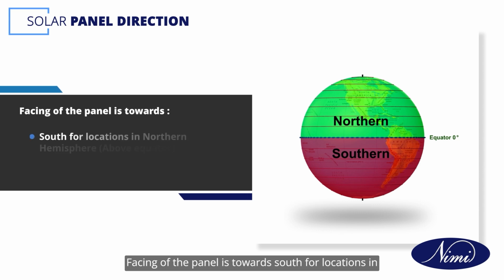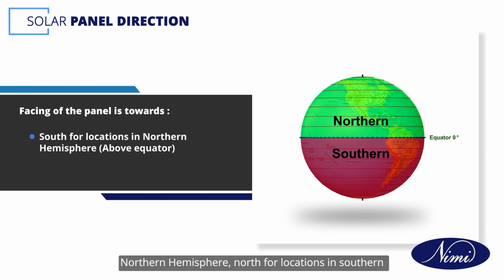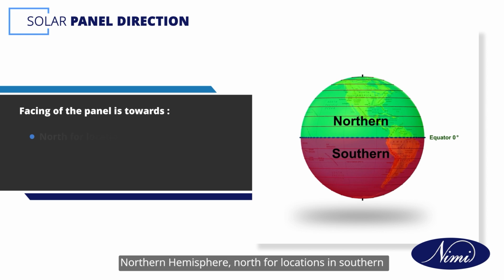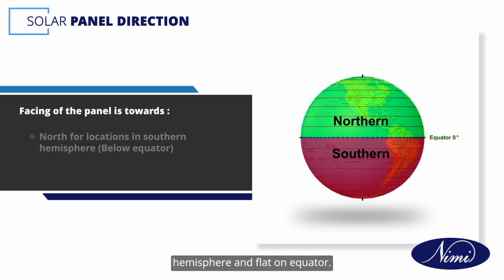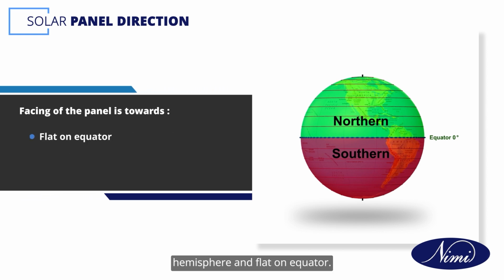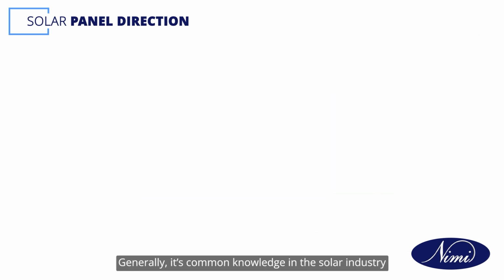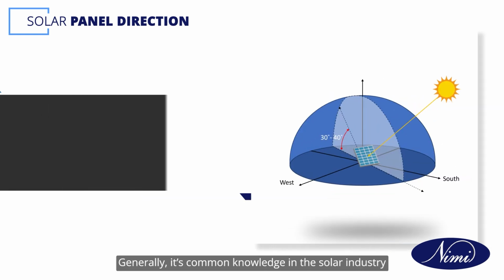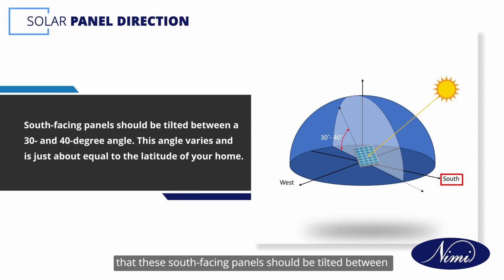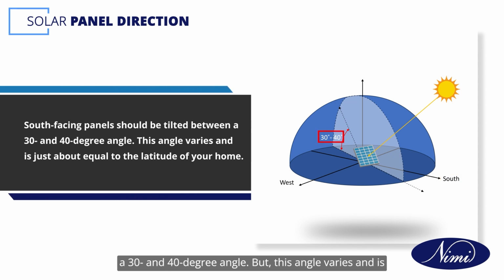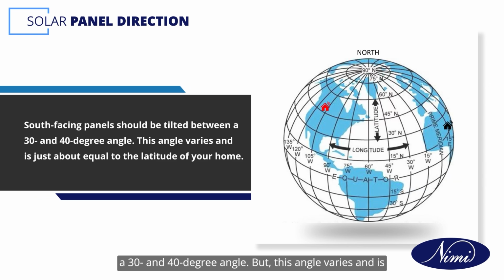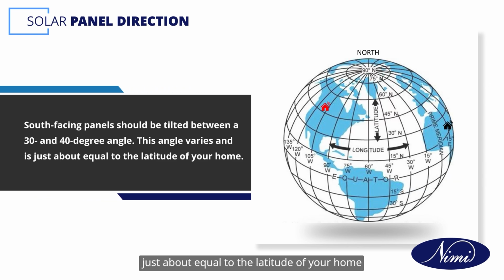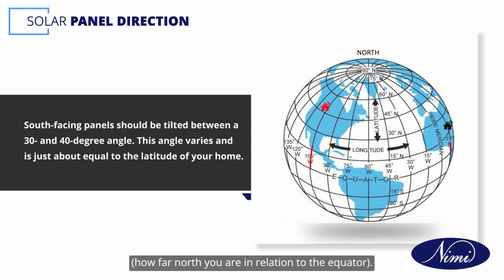Facing of the panel is towards south for locations in northern hemisphere, north for locations in southern hemisphere, and flat on equator. Generally, it's common knowledge in the solar industry that these south-facing panels should be tilted between a 30 and 40 degree angle. But this angle varies and is just about equal to the latitude of your home, how far north you are in relation to the equator.